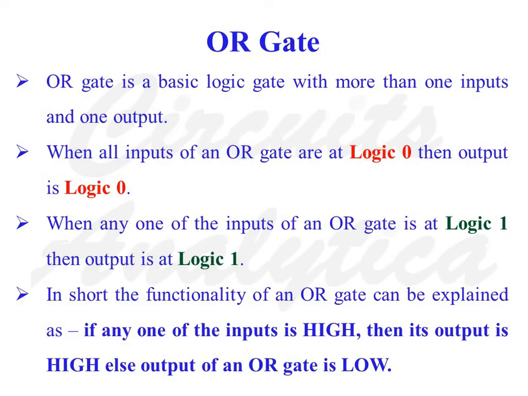When all inputs of an OR gate are at logic 0, then output is logic 0. If any one of the inputs of an OR gate is at logic 1, then output is at logic 1. In short, the functionality of an OR gate can be explained as if any one of the inputs is high, then output is high, else output is low.